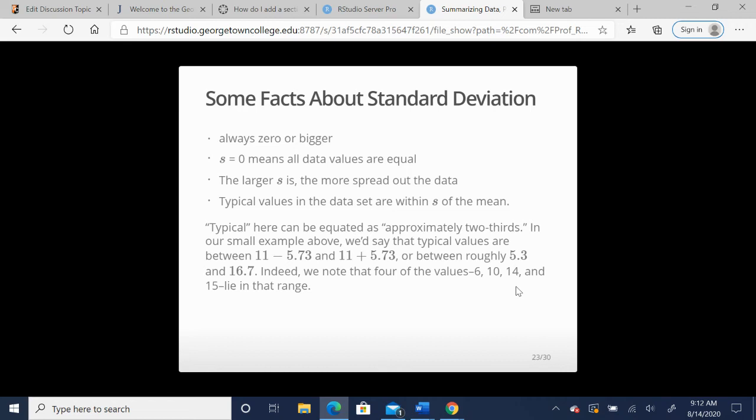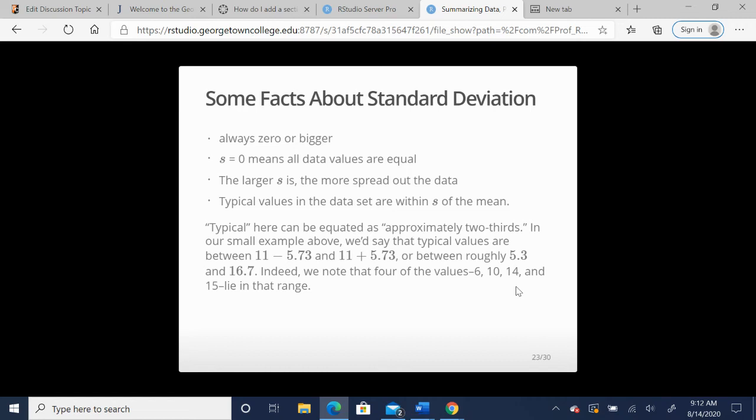Typical values in the data set are within one standard deviation of the mean. So if you took standard deviation and you added it to the mean and you got an answer, you subtracted it from the mean and you got an answer, most of the data that we're going to see in that data set are going to be between those two values. Typical here can be equated as approximately 2/3. So when we say that we're going to see most of those are typical values between, we mean about 2/3.